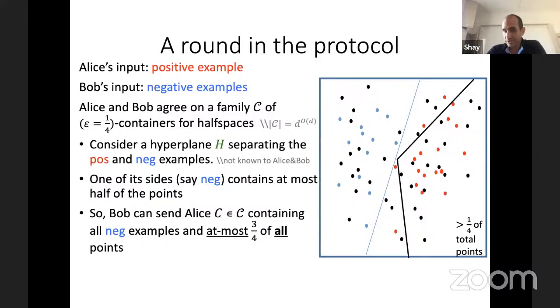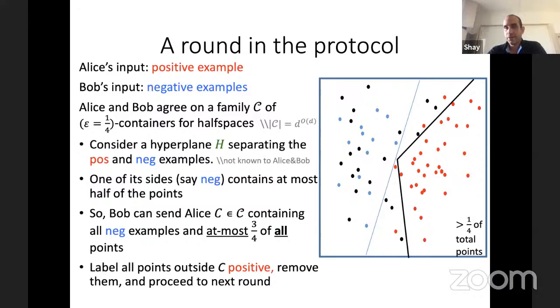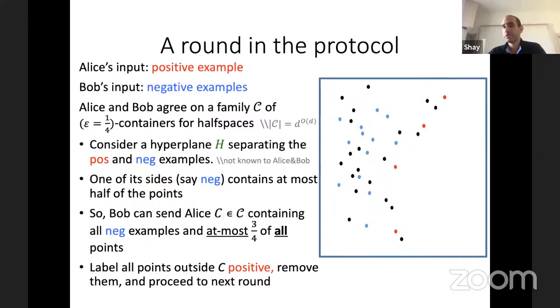Okay, and let's say Bob finds such a container. He can just send Alice the name of this container using d log d bits. Then we know that outside this container all points must be red, because the container contains all of Bob's input, which is blue. So we can label all the points outside the container positive. We define the final function h to be red on all of these points outside the container, and we remove them. So we removed at least a one quarter fraction of the points, and we repeat with the remaining universe.